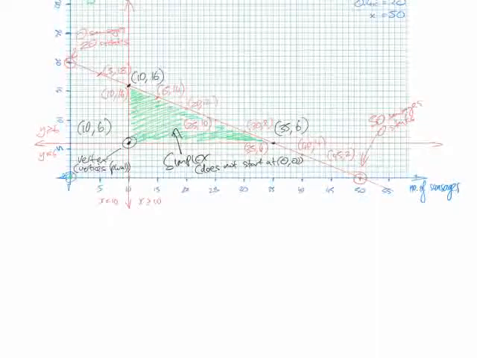I need my blue pen. Feasible region is now called a simplex. Doesn't start at origin.